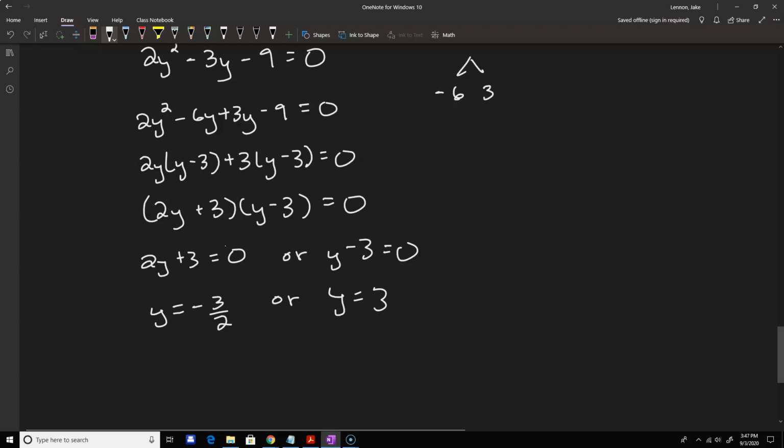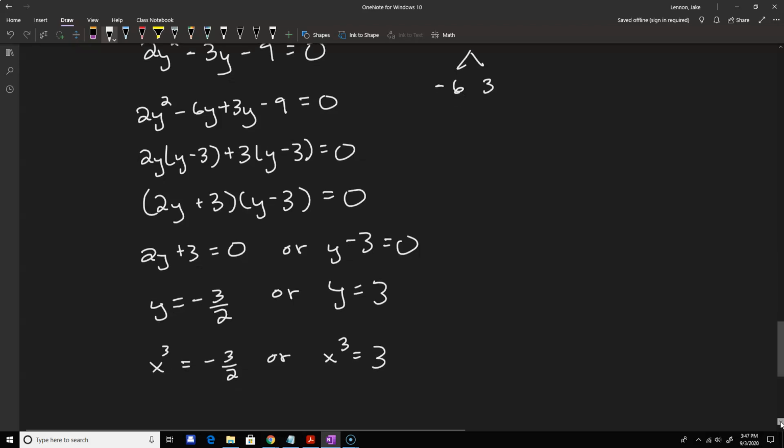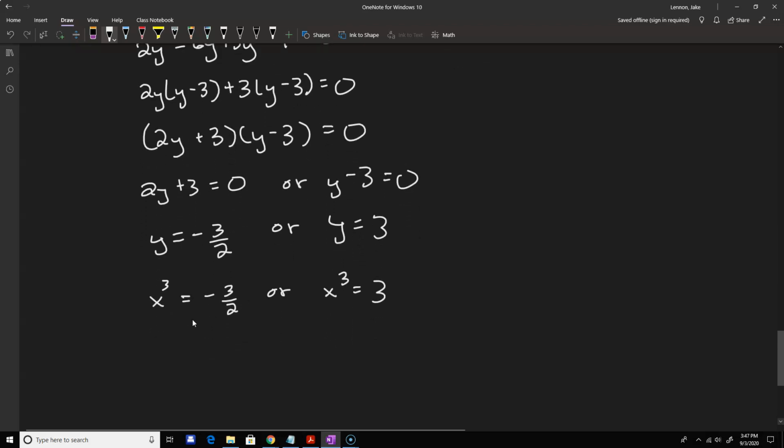Picking y there was just an intermediate step, so what was y originally equal to? y was equal to x cubed, I believe. Yeah, so x cubed equals negative 3 over 2, or x cubed equals 3. So we get our two solutions here by taking the cube root of each side. So x will equal the cube root of negative 3 over 2. Since it's a cube root, we can actually pull the negative in front, or x will equal the cube root of 3. So those are our two answers, and that's it.